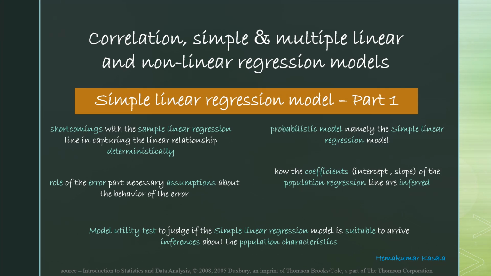That brings us to the end of part 1 of the lecture on simple linear regression models, which is the 5th lecture in the playlist of lectures on correlation, simple and multiple linear and nonlinear regression models. We discussed the shortcomings with the sample linear regression line in capturing the linear relationship deterministically, and understood the need for a probabilistic model, namely the simple linear regression model. We understood the role of the error part in the above model and the necessary assumptions about the behavior of the error. We learned how the coefficients intercept and slope of the population regression line are inferred from the coefficients of the sample regression line, and understood the model utility test to judge if the simple linear regression model is suitable enough to arrive at acceptable inferences about the population characteristics.